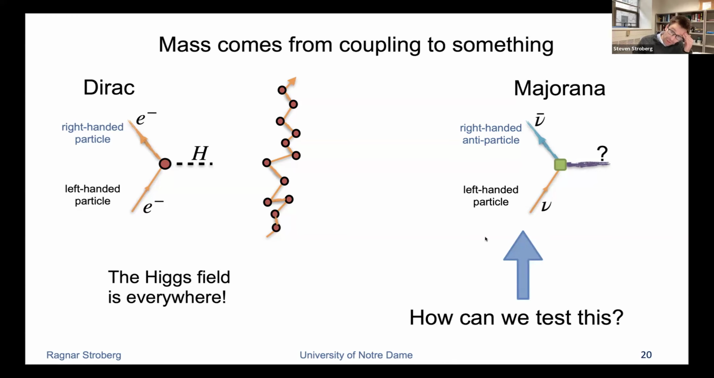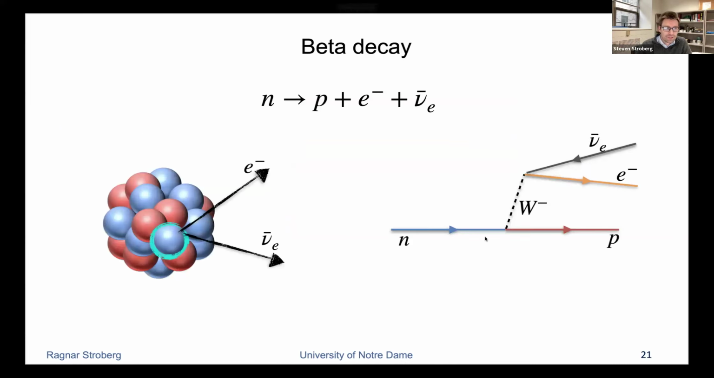So we want to know, okay, how do we actually go about testing this? How would that show up? And to do that, the answer is through beta decay. So first, just a reminder of what beta decay does. Beta decay is where we take a neutron and turn it into a proton, an electron, and an antineutrino. So that might be sitting in a nucleus, and that neutron will turn into a proton and send off an electron and an antineutrino. As a diagram, we can think about it looking like this.